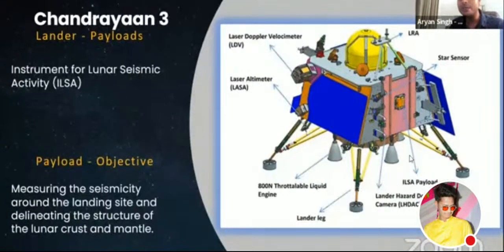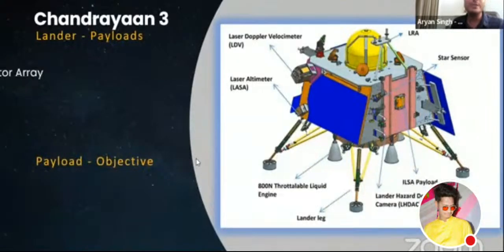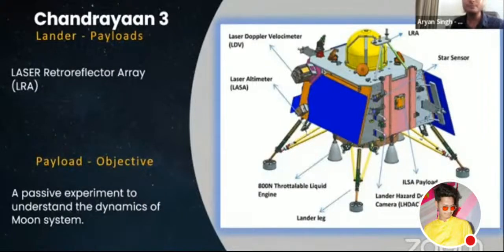This is ILSA. That will be measuring the seismic activities. Like on Earth we have earthquakes, there are moonquakes. So it will be measuring those kinds of seismic activities there. There is LRA, which is a passive experiment. It will be measuring all the dynamics of the moon system.